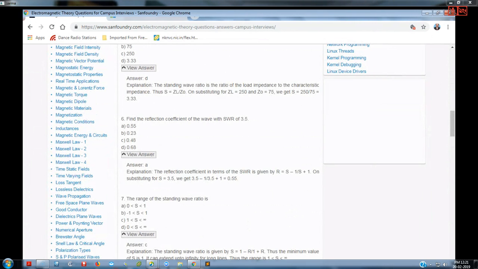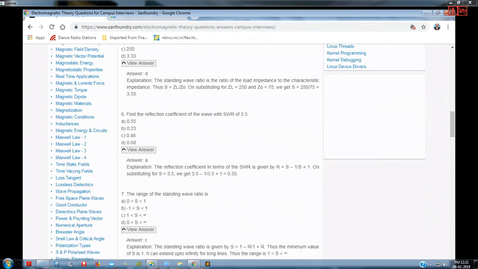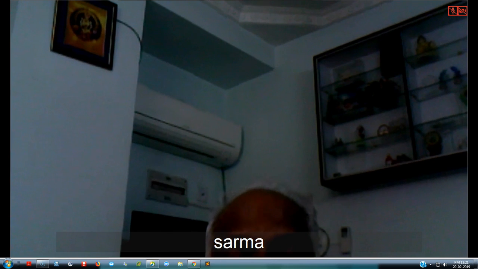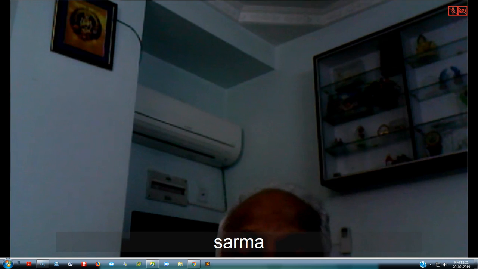So such types of ambiguous things are likely to happen. One must be careful with these calculations. Okay, so this is something on the case of your transmission lines and other calculations. And this is the specific one which is meant for determining the load impedance.